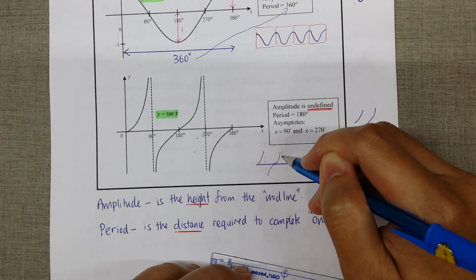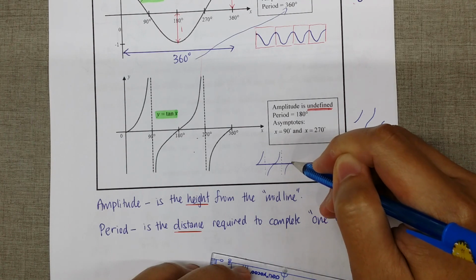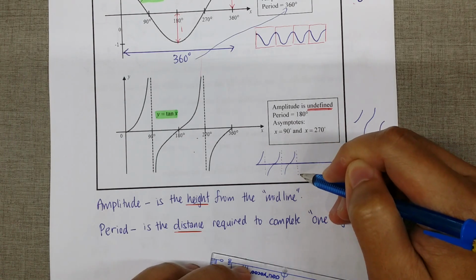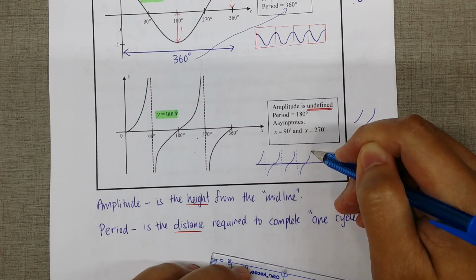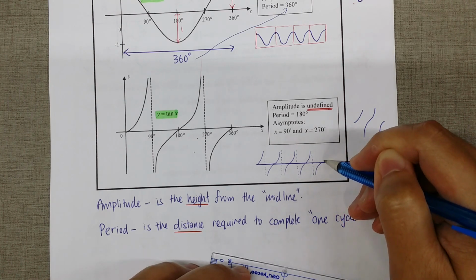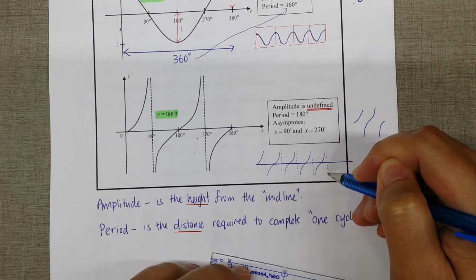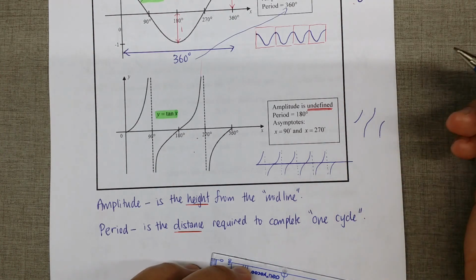again, there's another asymptote, tangent graph goes up again, asymptote, tangent graph goes up again, asymptote. I can go on and on and on. But can you tell me, or can you see what is the pattern actually? Okay, can you see the pattern?